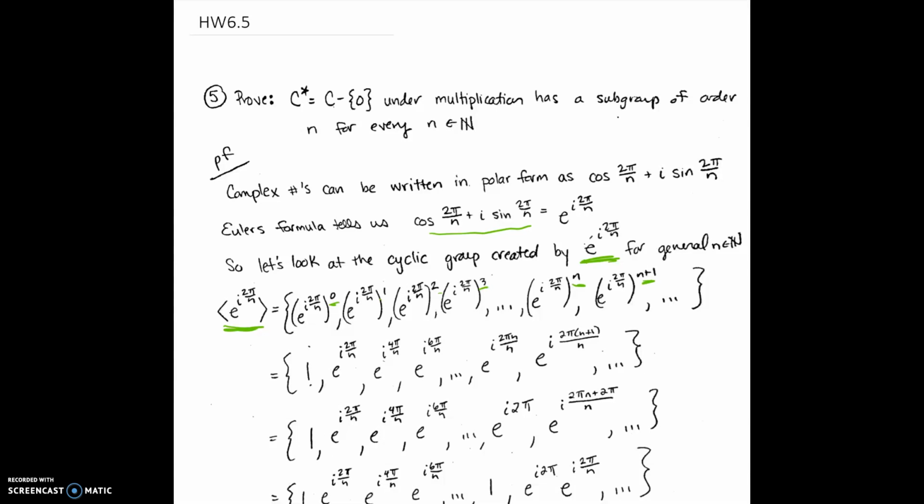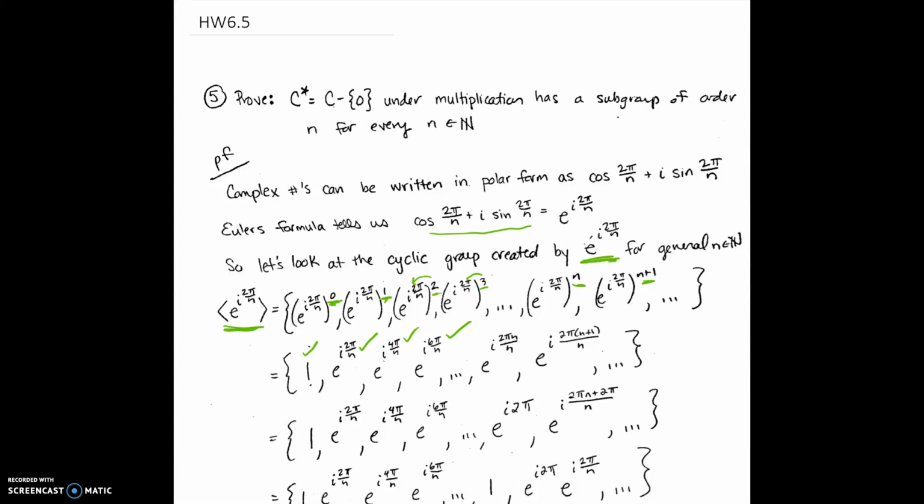So we can simplify some of those. Anything to the 0 power is just 1. Anything to the 1 power is just itself. So when we square it, we just multiply, exponent rules, 4 pi over n. Cube it, just multiply, 6 pi over n, and so on and so on. We get 2 pi n over n, and then 2 pi times n plus 1 over n.